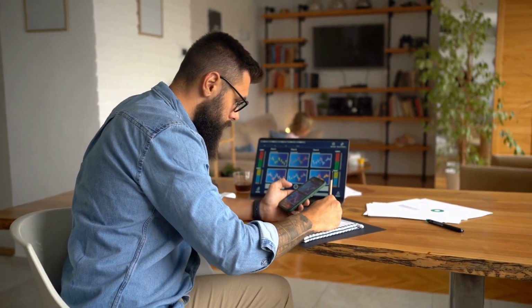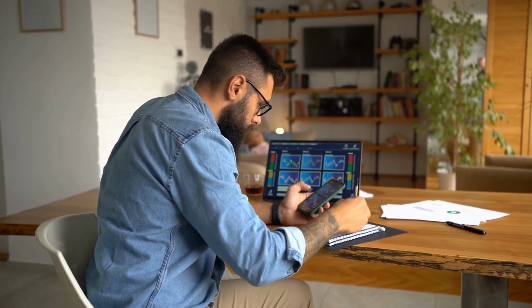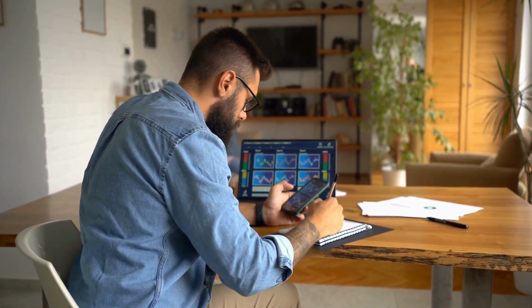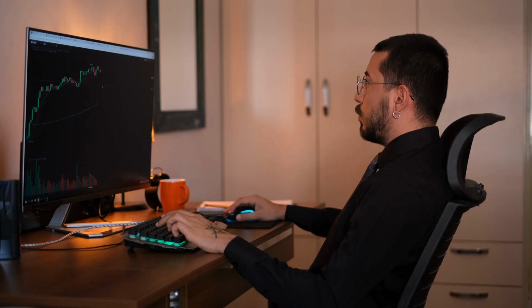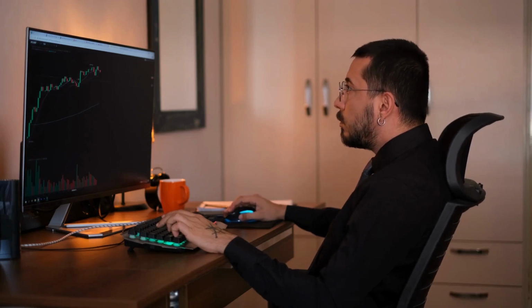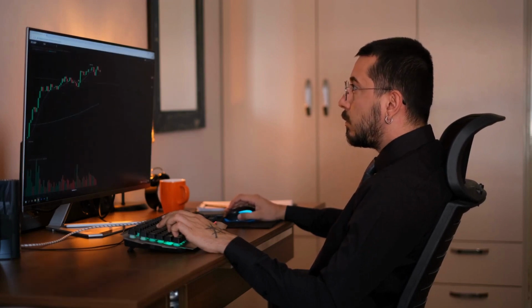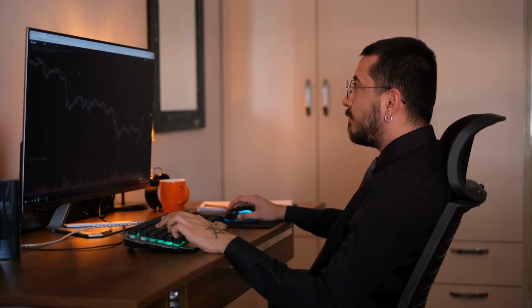So, there you have it, traders. These are the key economic indicators that should be on your radar when conducting fundamental analysis. Remember, trading is about making informed decisions, and understanding these indicators is a crucial step in that process. Keep studying, keep analyzing, and most importantly, keep trading.